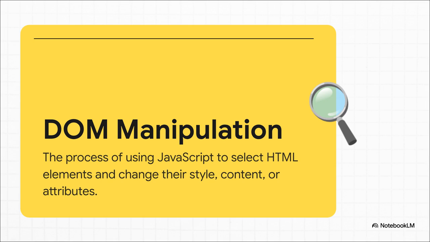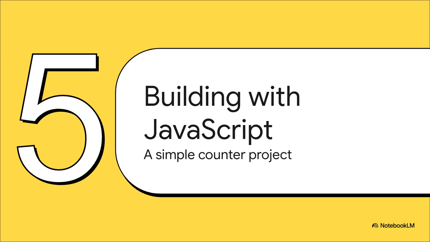This is the absolute heart of web interactivity. Anytime you click a like button and it changes color, that's JavaScript finding that button in the DOM and changing its style. Anytime you see a thank you message appear after submitting a form, yep, that's DOM manipulation too. All right, that's enough theory. Let's make this stuff real.